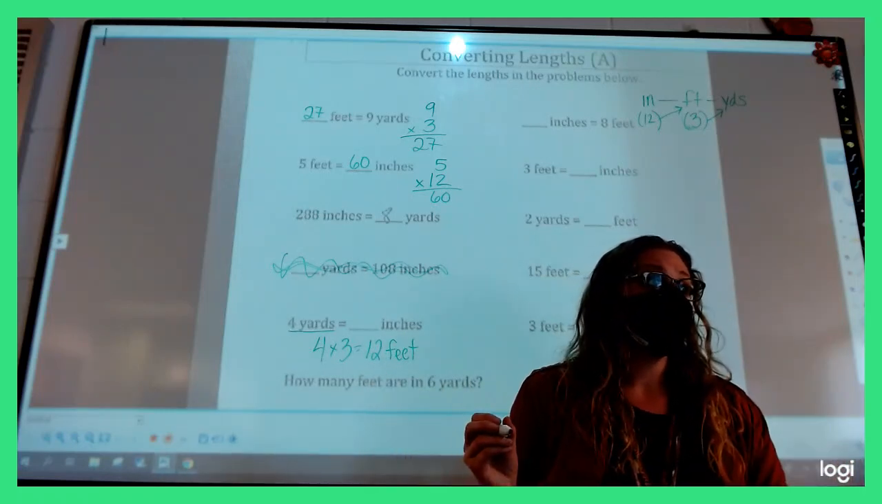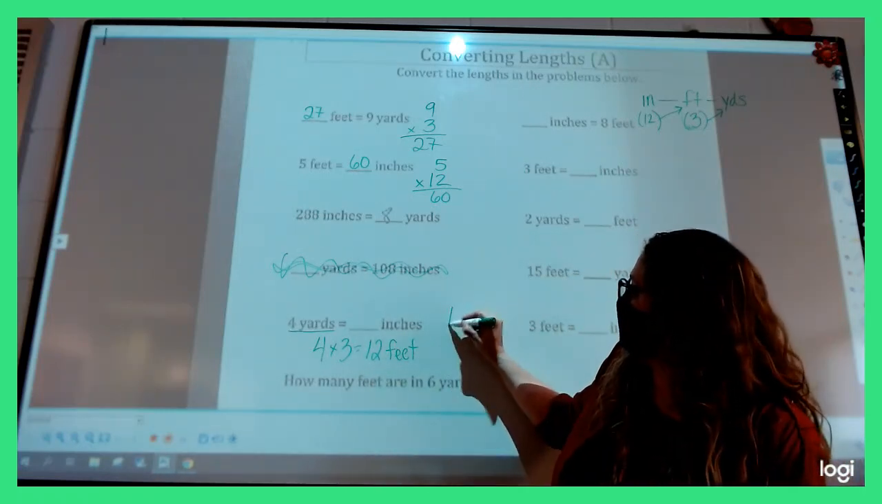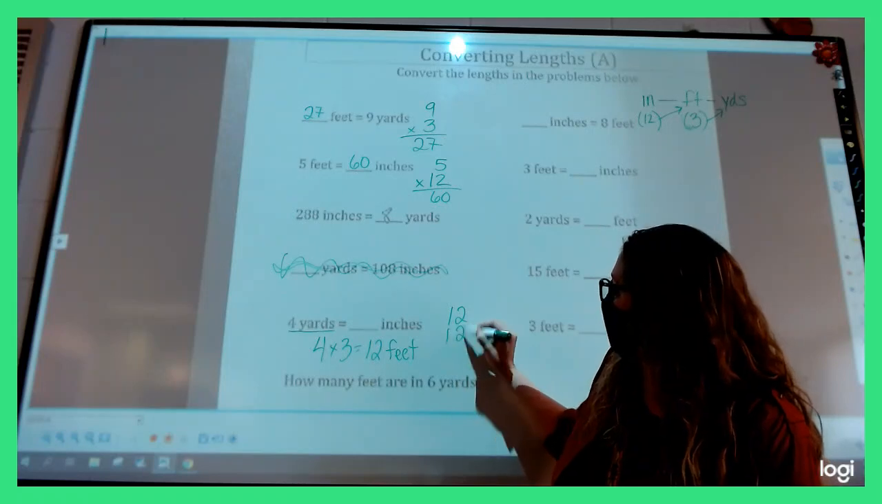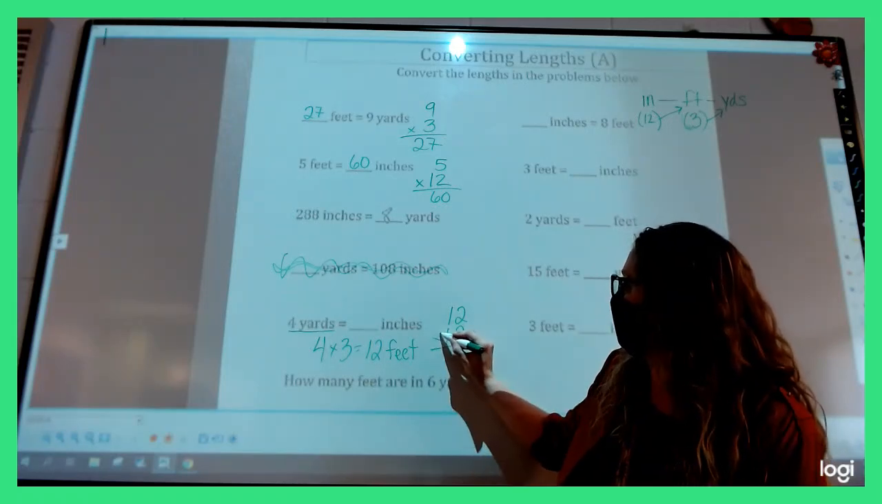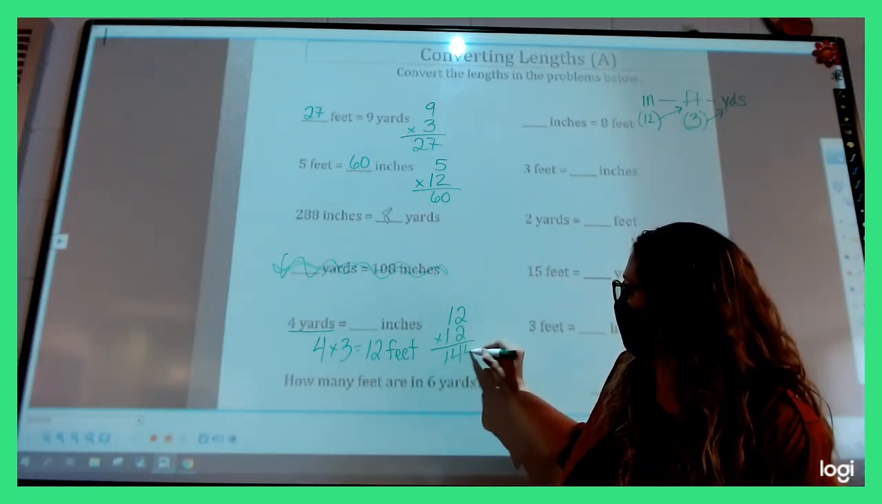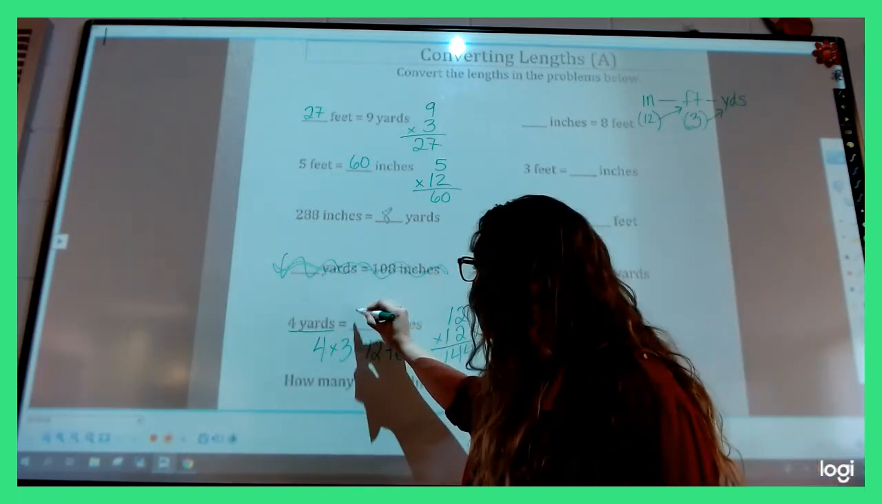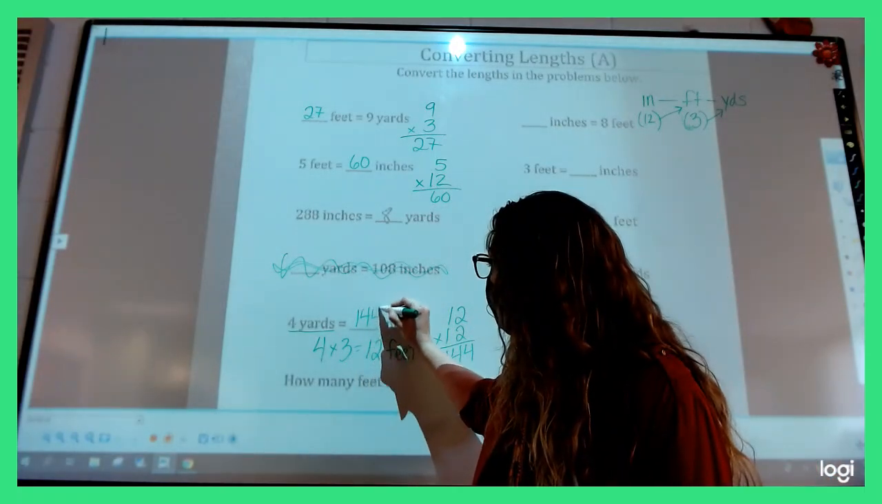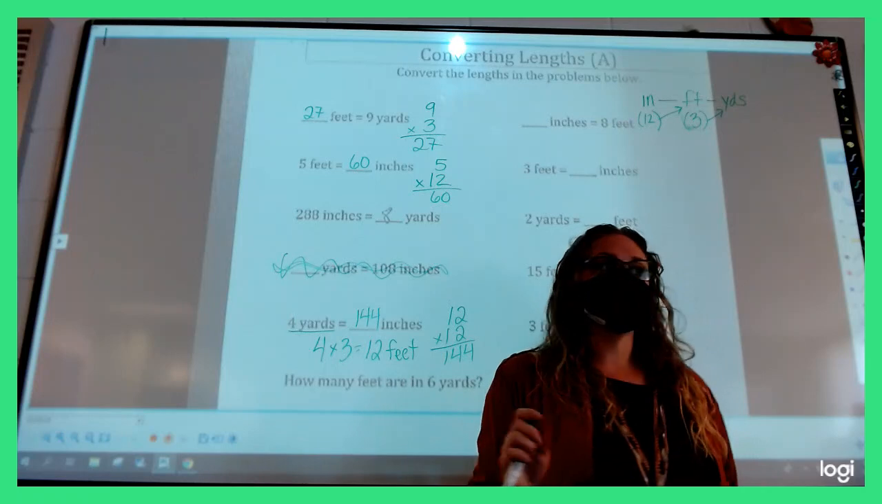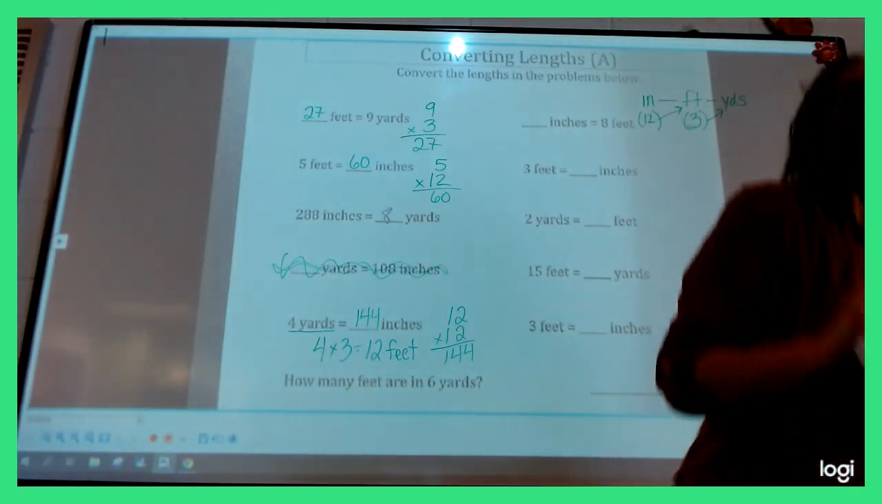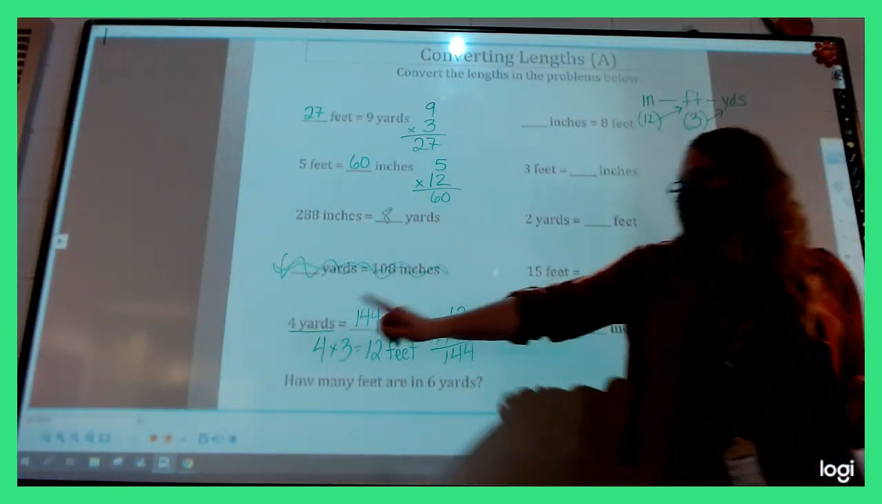Chloe? We need to multiply. So 12 times 12, we have 12 feet. There's 12 inches in each foot. And we should know that math fact is 144. 144 inches.